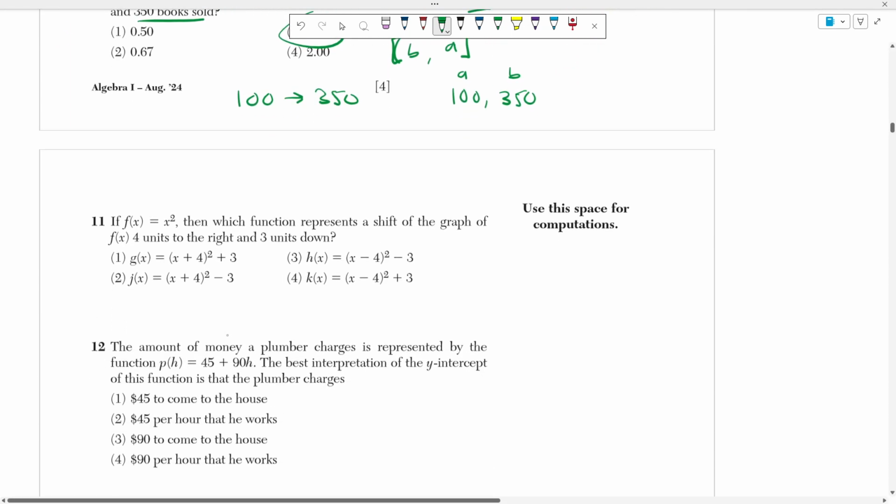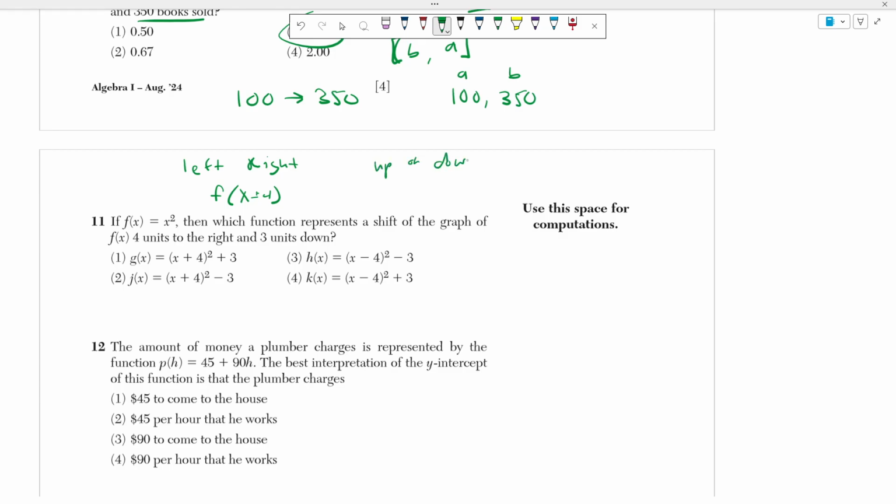Number 11 says, if f of x is equal to x squared, then which function represents a shift of the graph f of x 4 units to the right and 3 units down? In this case, you just need to remember that whenever you're shifting left and right, you're going to add or subtract a number inside the parentheses, to x. And if you're going up or down, you just attach it to the end of f of x. You're going to add or subtract the value at the end of f of x, okay?